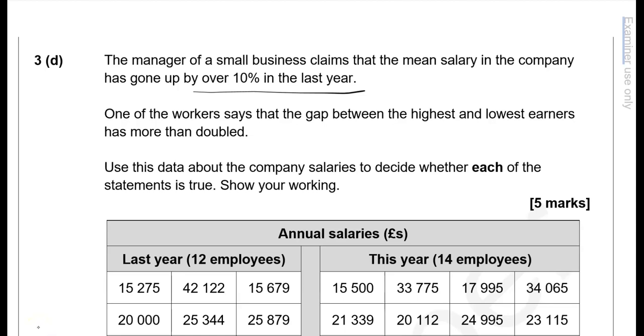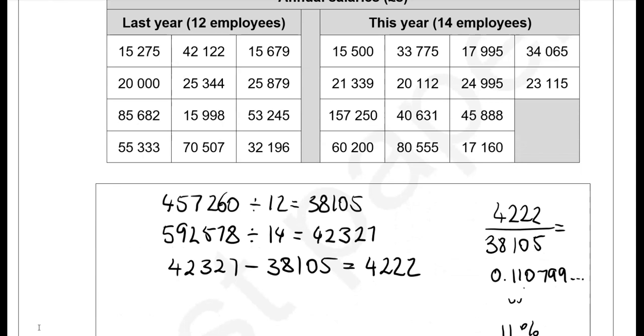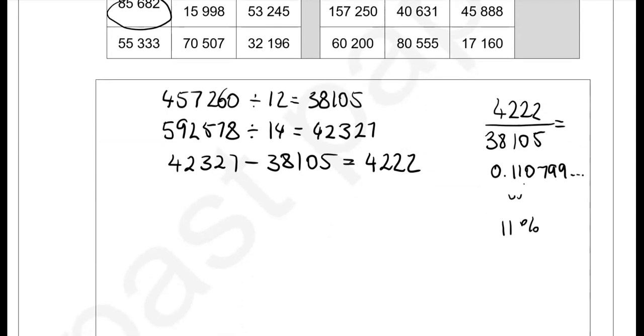Now looking at the other statement, which says that the gap between the highest and the lowest earners has more than doubled. So let's find the lowest earner last year, and that is this. The highest earner is this one here. So working out the difference, 85,682, take away 15,275 gives us 70,407.